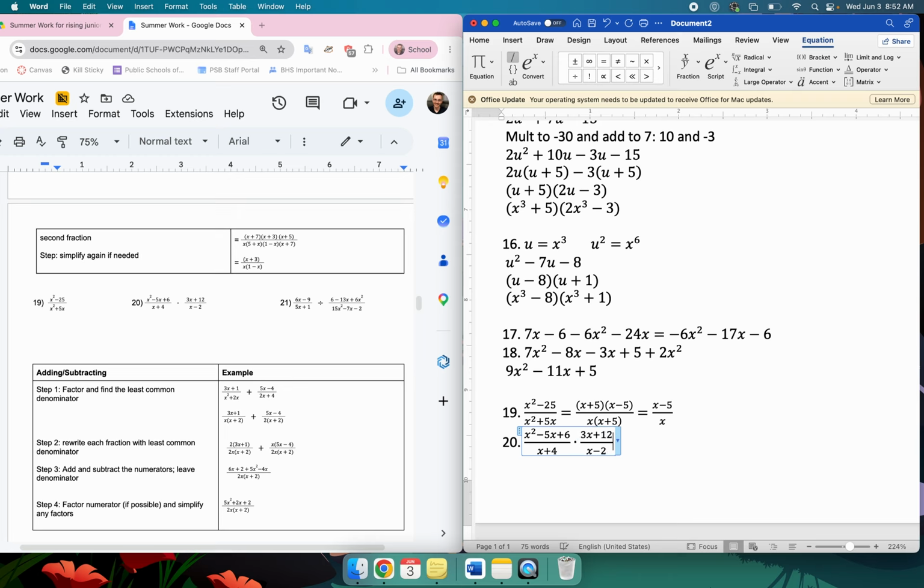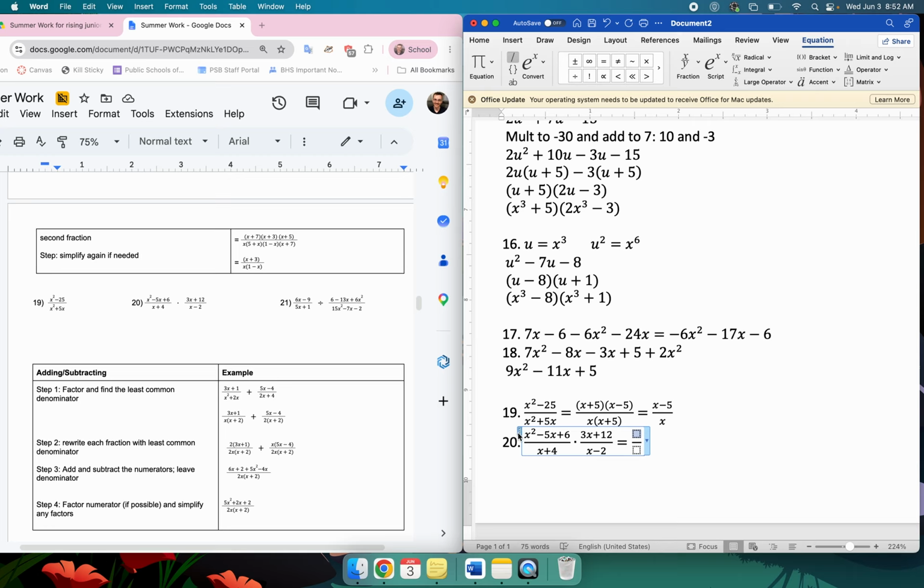Number 20, we have x squared minus 5x plus 6 over x plus 4 times 3x plus 12 over x minus 2. You should probably factor all this stuff before you carry out the multiplication. If you just carried out the multiplication, you would have to multiply this numerator with that numerator, and that would take a while. You'd have to FOIL it all out. There'd be a lot of terms. It would be kind of a nightmare. I think if we factor everything, we're going to be able to cancel some common factors before we do that multiplication, and our lives will be easier.